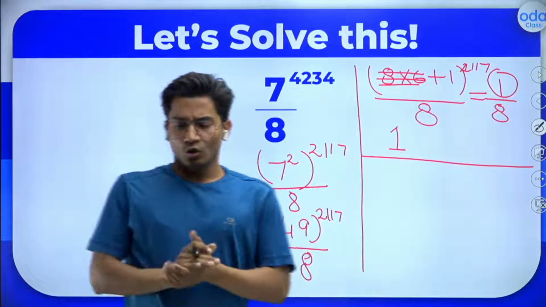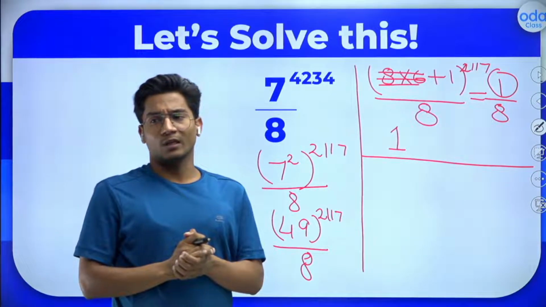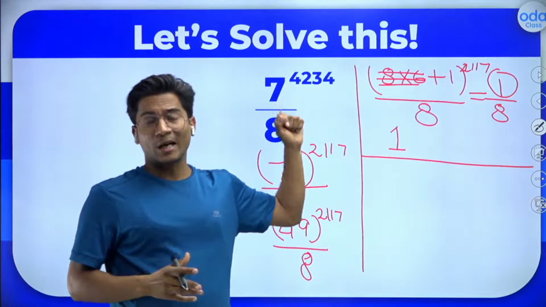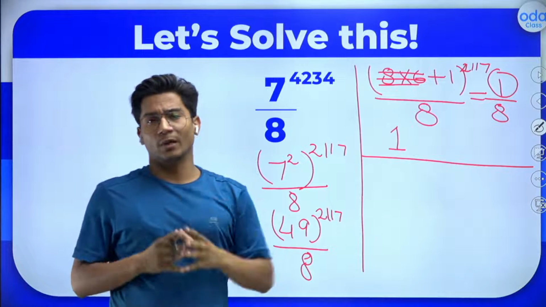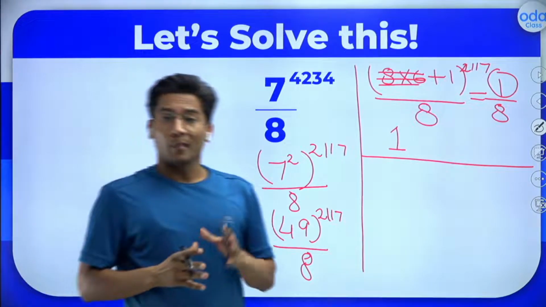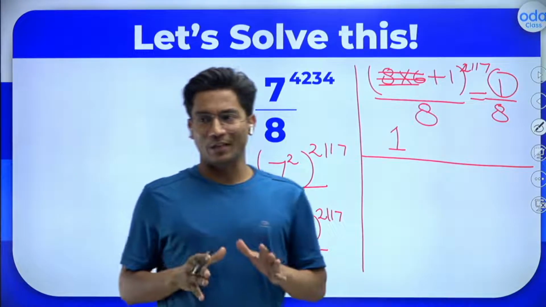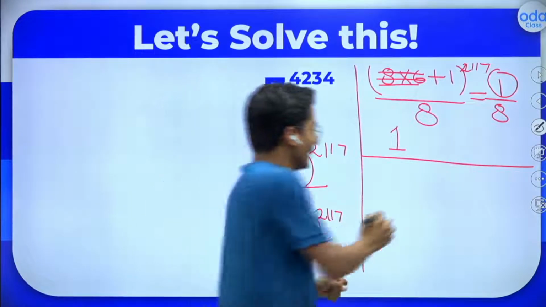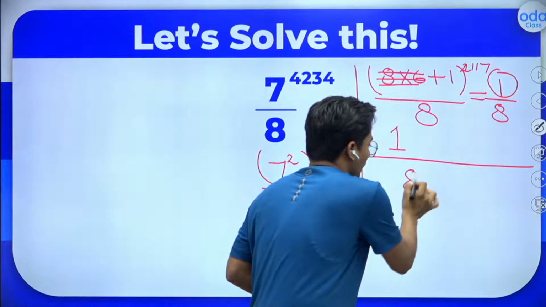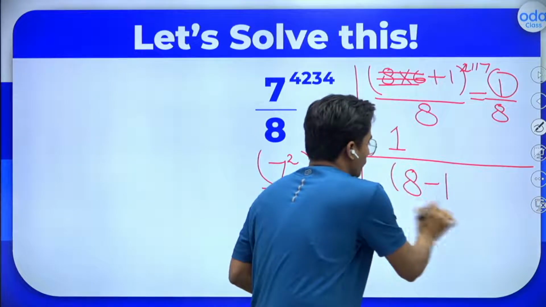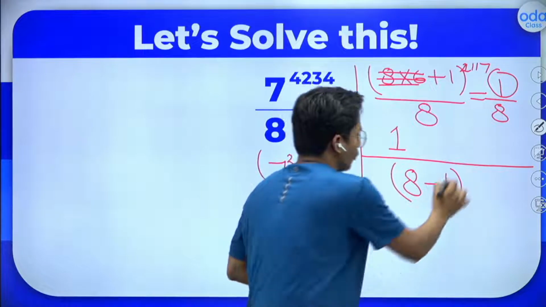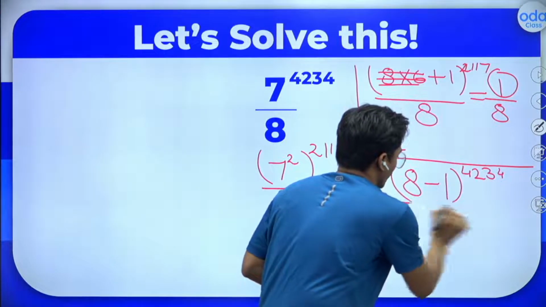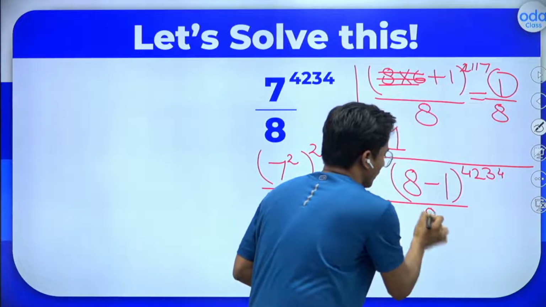So what is the other way? Let me tell you the other way. You can solve this by considering the negative remainder. What does negative remainder mean? In mathematics, we do not have negative remainder, but if I want, I can write 7 as 8 minus 1. I can write it as 8 minus 1, exponent 4234, again the divisor is 8.